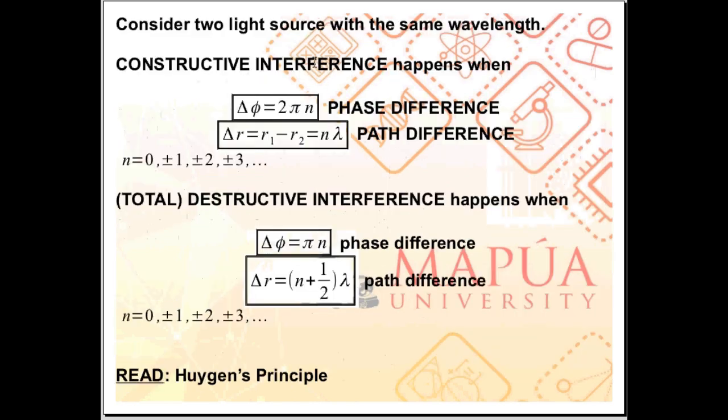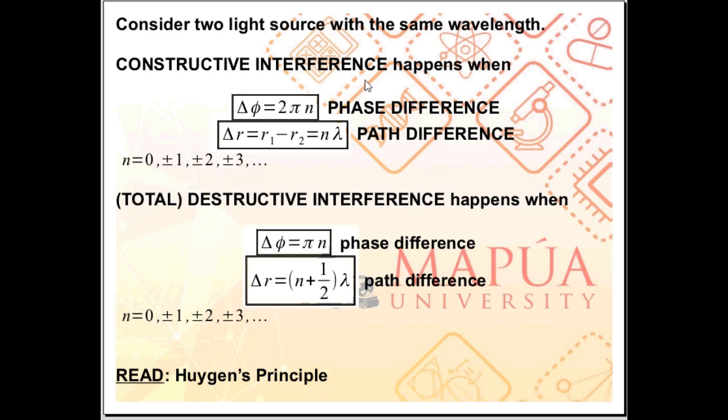So consider two light sources with the same wavelength. Source 1 has lambda 1, source 2 has lambda 2, and lambda 1 is equal to lambda 2, so let's just use lambda for the wavelength. Superposition tells us that due to the overlap of the waves, there will be interference. There are basically two types of interference: constructive interference and destructive interference.